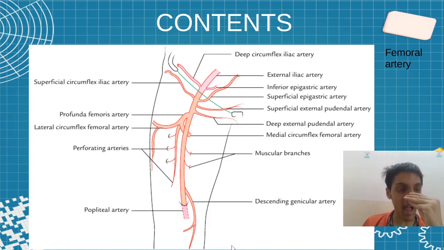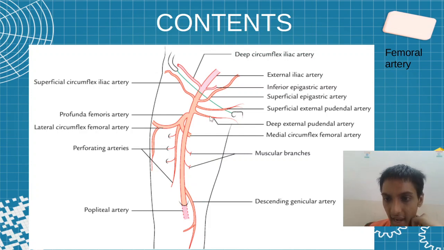Then let us see the artery. It arises from the external iliac artery, giving out branches, the deep circumflex iliac and the inferior epigastric artery. Then it pierces the inguinal ligament to give a branch, the superficial epigastric. So basically we have the circumflex iliac and the external iliac with the epigastric arteries.